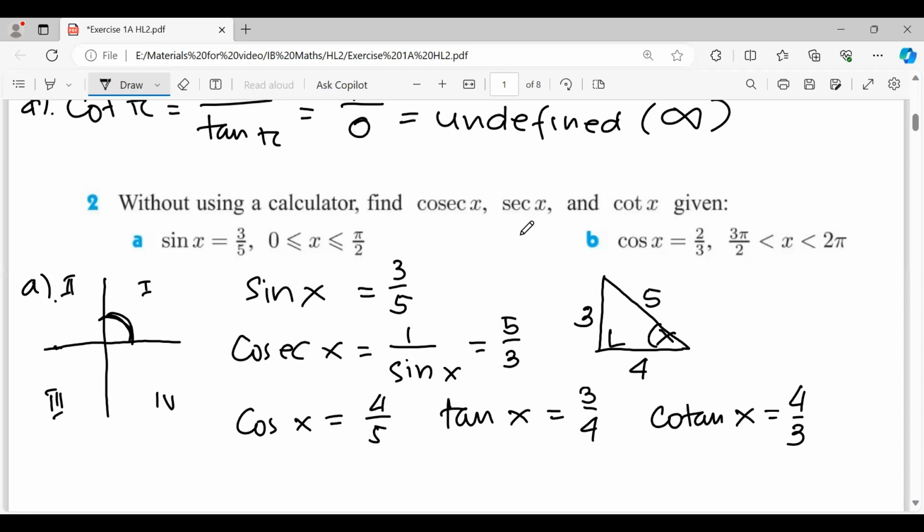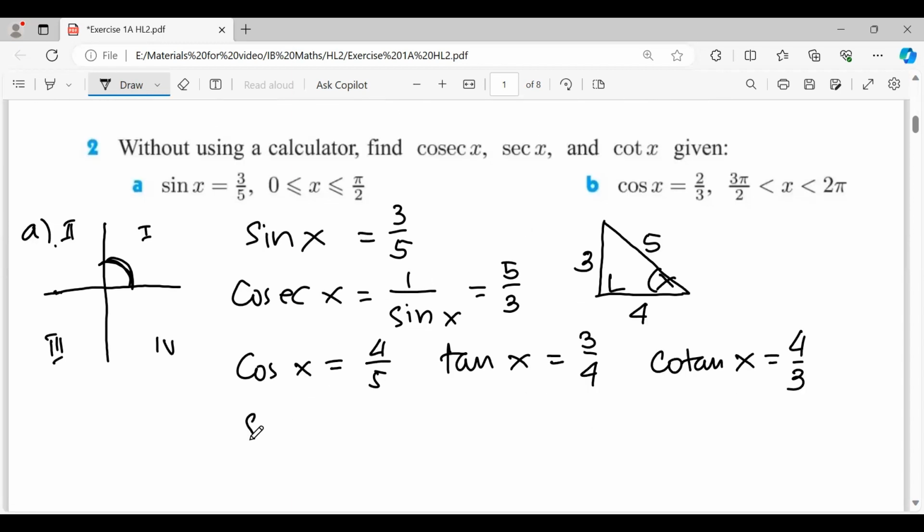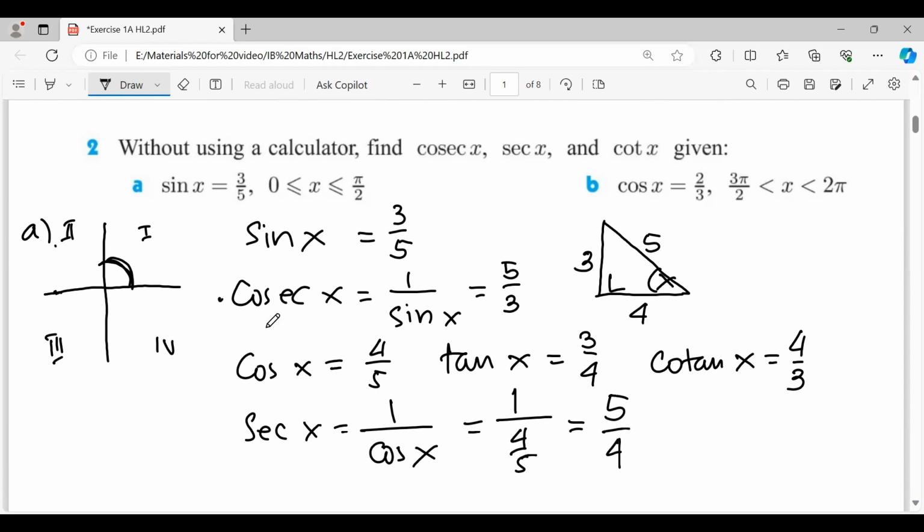Okay. Cosecant already this one. Secant not yet. Okay, secant, 1 over cosine x. Cosine x is 4/5. Secant means the opposite of this fraction. So 1 over 4/5 is 5/4. Okay. So cosecant, already this one, secant, and cotangent.